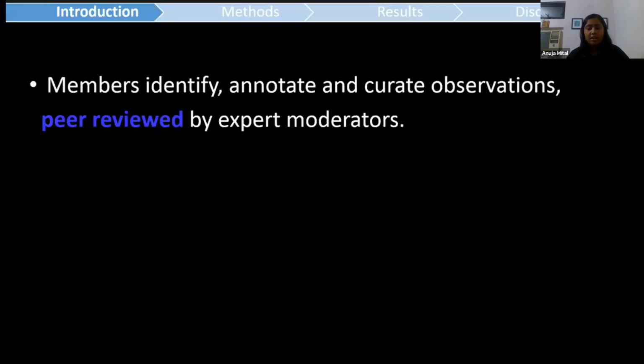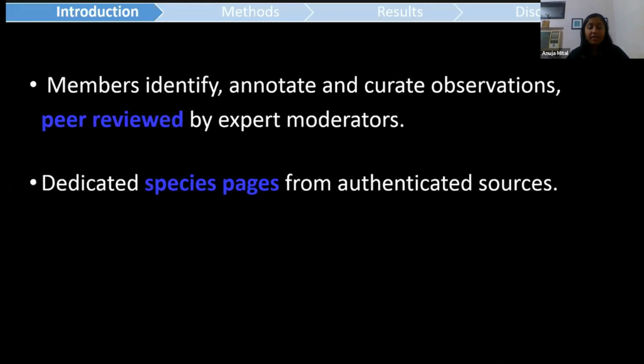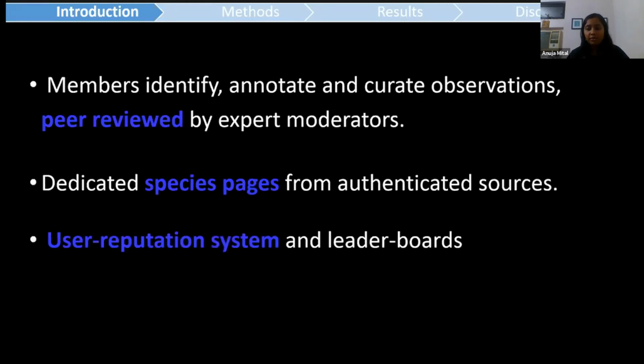At IBP, anyone can identify observations, and we also have a group of admins and moderators who curate observations in a peer review process. And each of these 50,000 species has a dedicated species page. There are also leaderboards, forums to receive feedback from users, and many more features. So this truly makes it a really accessible, easy to use, and informative portal.